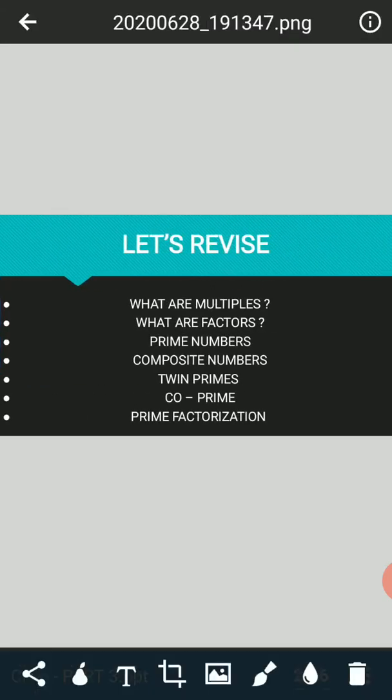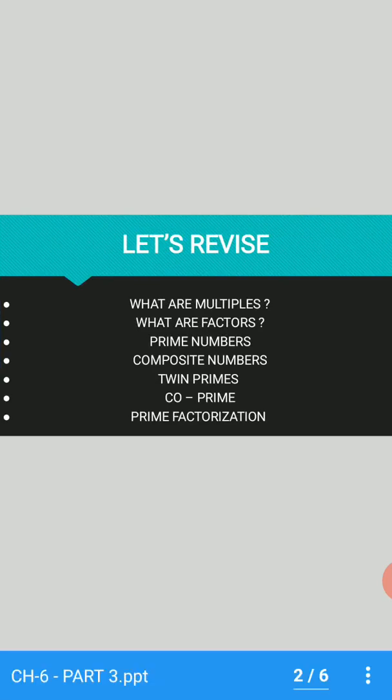So let's start. Firstly, we discuss multiples. A multiple of a number is a number which is obtained by multiplying the given number by a counting number. Counting numbers are like 1, 2, 3, 4, 5 and so on. For example, if I want the multiples of 2, then 2 ones are 2, 2 twos are 4, 2 threes are 6, 2 fours are 8. In this manner we will find the multiples of 2.